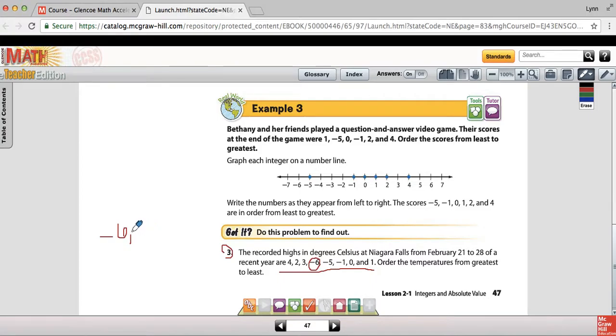The next smallest number is negative 5, and then we jump up to negative 1, and then we get to 0, and then we get to 1, 2, 3, and 4. Again, if you need to write a number line out to visualize that, that's fine. Otherwise, you can list the scores just like I did in order from least to greatest.